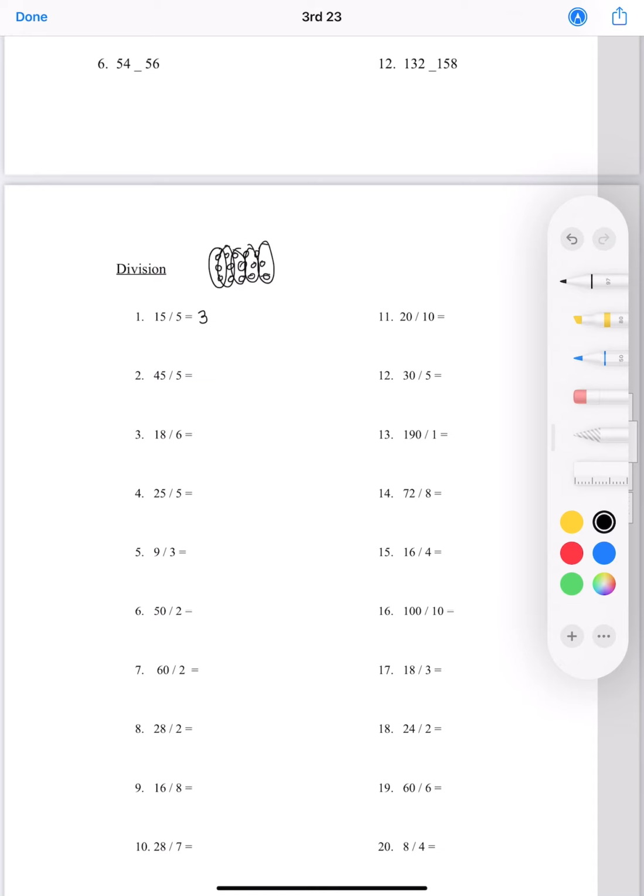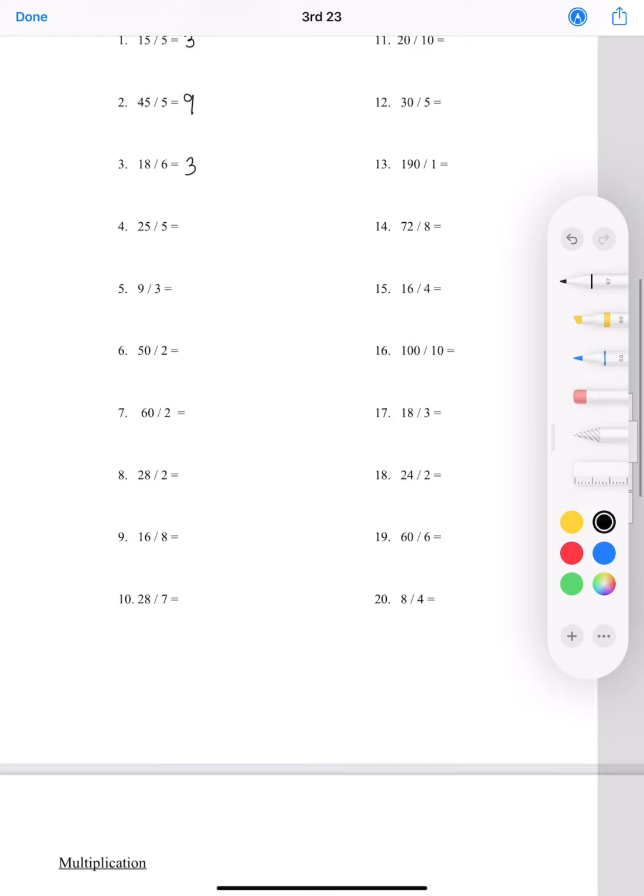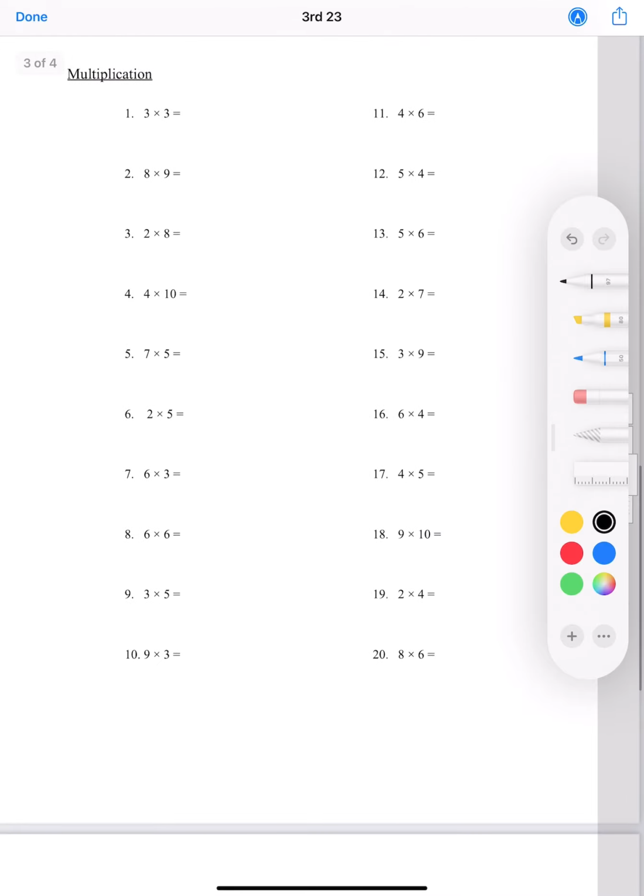If you do the same thing for, let's say, 2, you get 45 divided by 5 equals 9. And 18 divided by 6 is 3, and so on. Okay, next is multiplication.